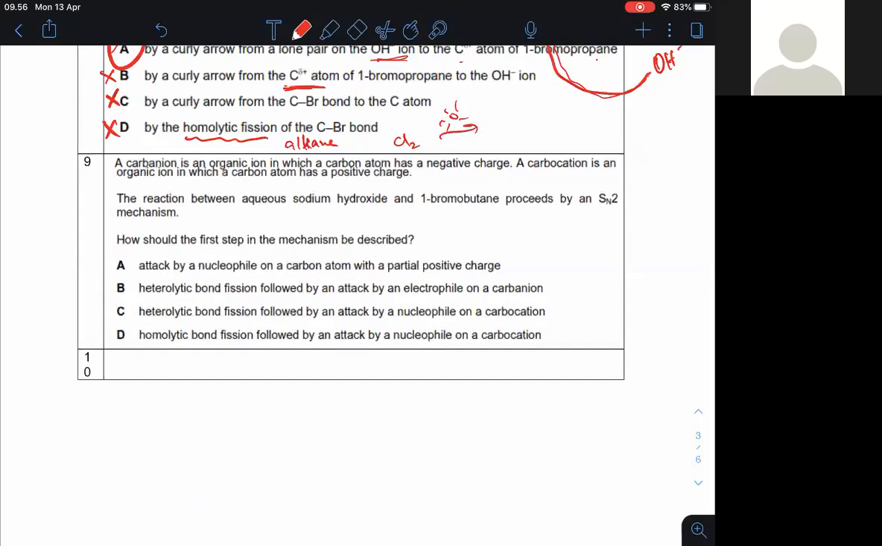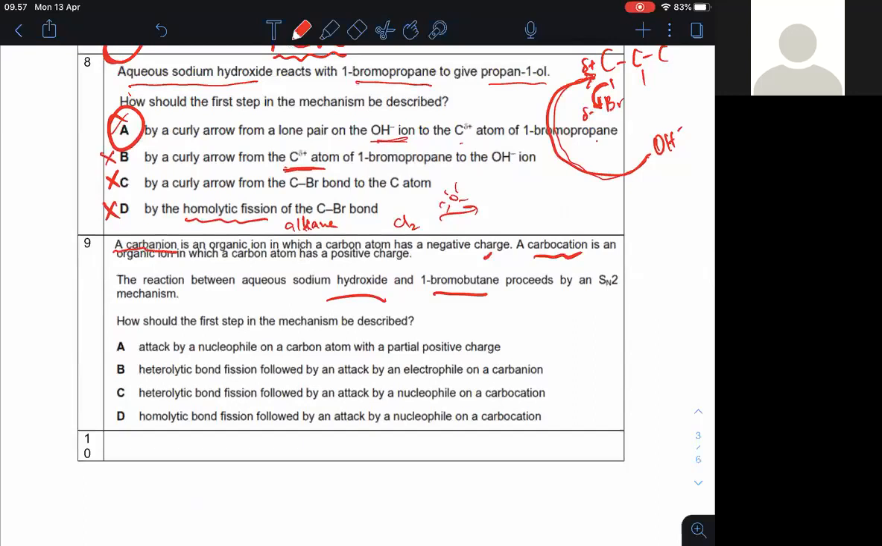Okay, this is a very new term, a carbanion. In an organic compound, it has a negative charge. Carbocation, we know, is a positive charge. The reaction of 1-bromobutane and sodium hydroxide, similar to just now, proceeds with an SN2 mechanism. Now, SN2 mechanism is the formation of an intermediate. Do remember, SN1 is carbocation, SN2 is intermediate.